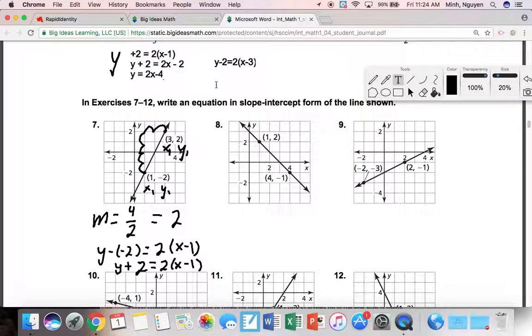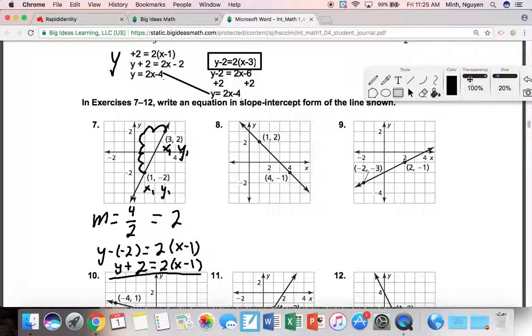And if I distribute it, I get 2x minus 6. If I add 2 to both sides, I get y equals 2x minus 4. Voila! They are exactly the same. So what does that mean? You can pick either one to be your x1, y1. It does not matter. So whether you write it like this, that's okay, or if you write it like this, that's also okay for number 7.